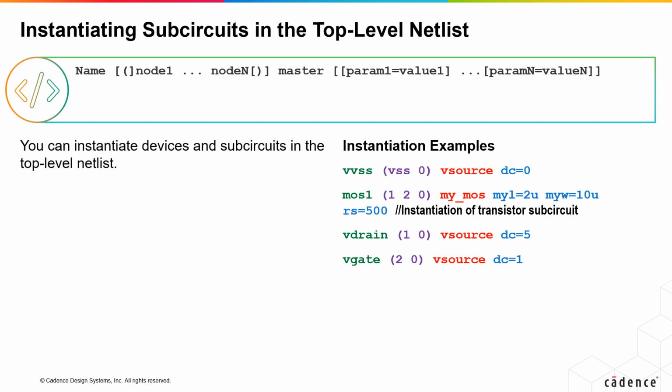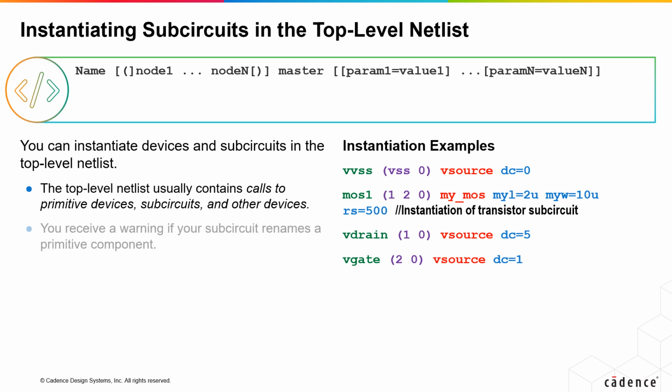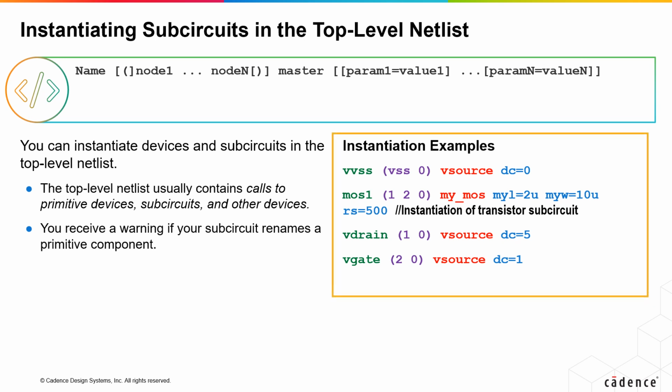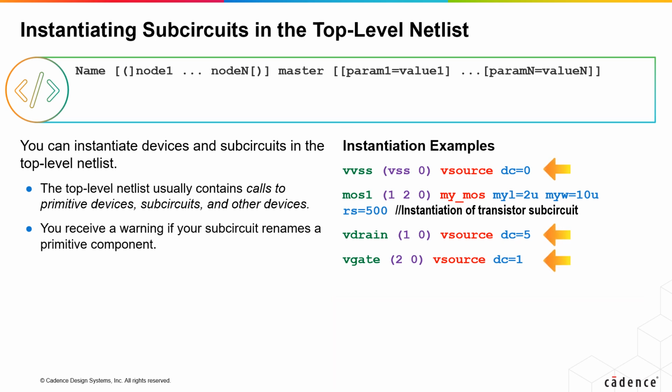Instantiating subcircuits in the top-level netlist. The top-level netlist contains the circuit description with calls to primitive devices, subcircuits, and other devices. Included in this section are instantiations of devices and subcircuit calls. In this example, there are instantiations of 3 voltage devices, along with a call to the subcircuit my_mos.